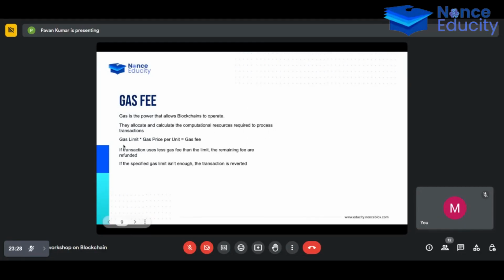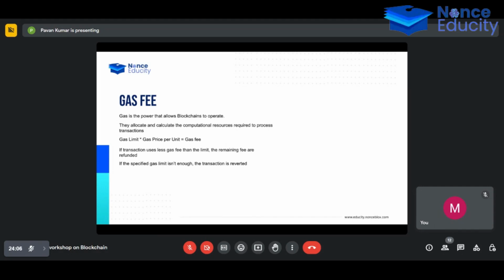And the way you calculate gas fee is gas limit into gas price per unit. Gas fee is used to allocate computation resources. We'll talk about this in the smart contract part. Basically, you specify a limit, assuming that your transaction might take so much gas fee, so it should not cross above this limit. If your transaction takes less than your limit, let's say you specified 0.5 ETH as your gas fee and your transaction takes 0.2 ETH, then the remaining 0.3 ETH will be sent back to you.